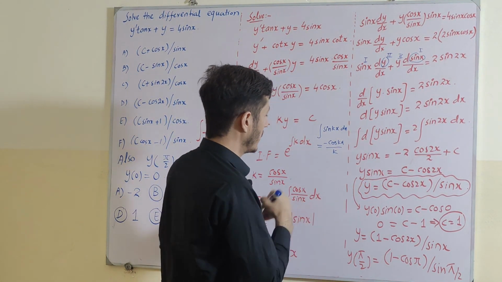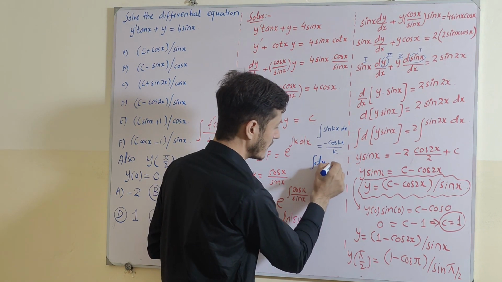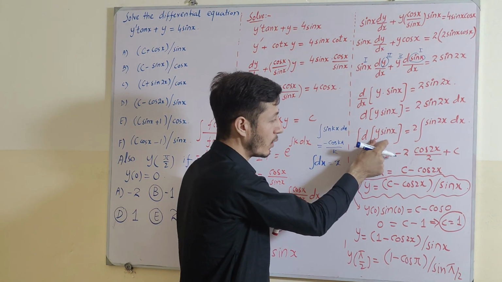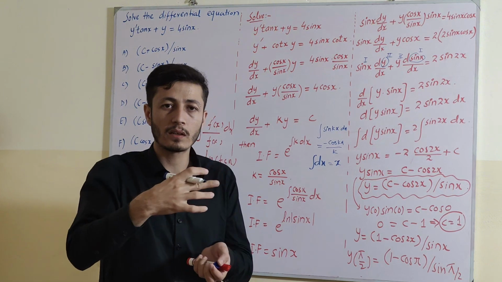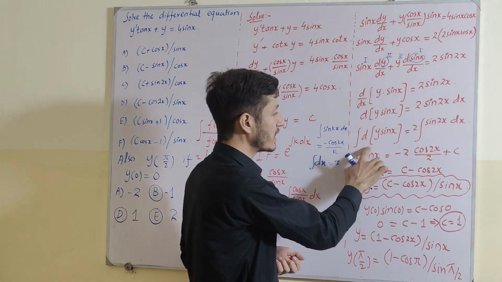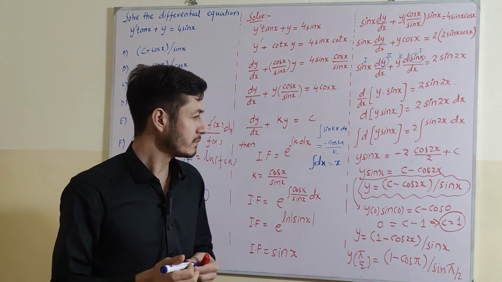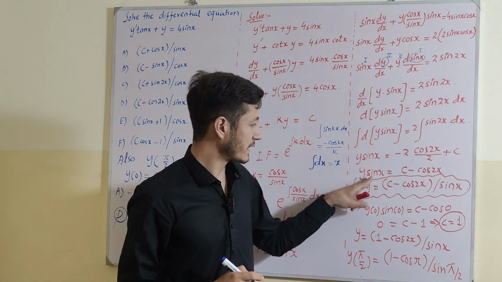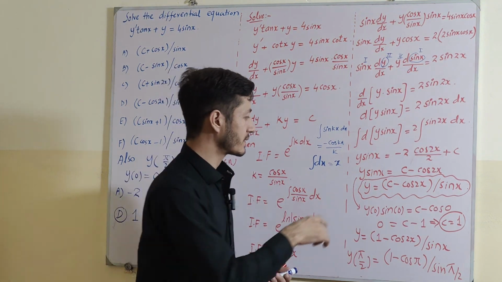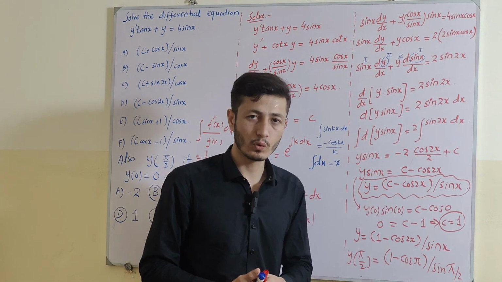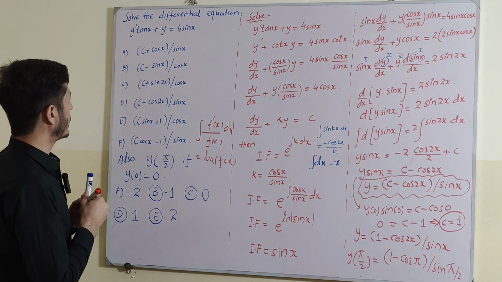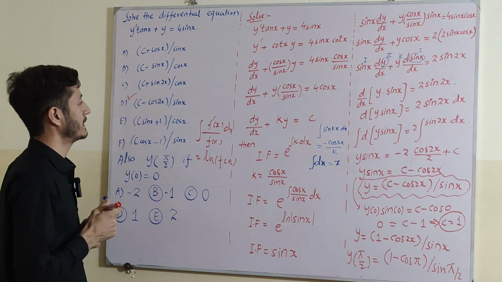And on the other side, the differential in the form of dx gives us x, and if it is in the form of another function, the whole function will appear. So the function here is y sine of x, and the integration of this gives us y sine of x. So it becomes y sine of x is equal to c minus cos of 2x. By dividing by sine of x, it gives us y is equal to c minus cos of 2x divided by sine of x. So by comparing, it is option number D.